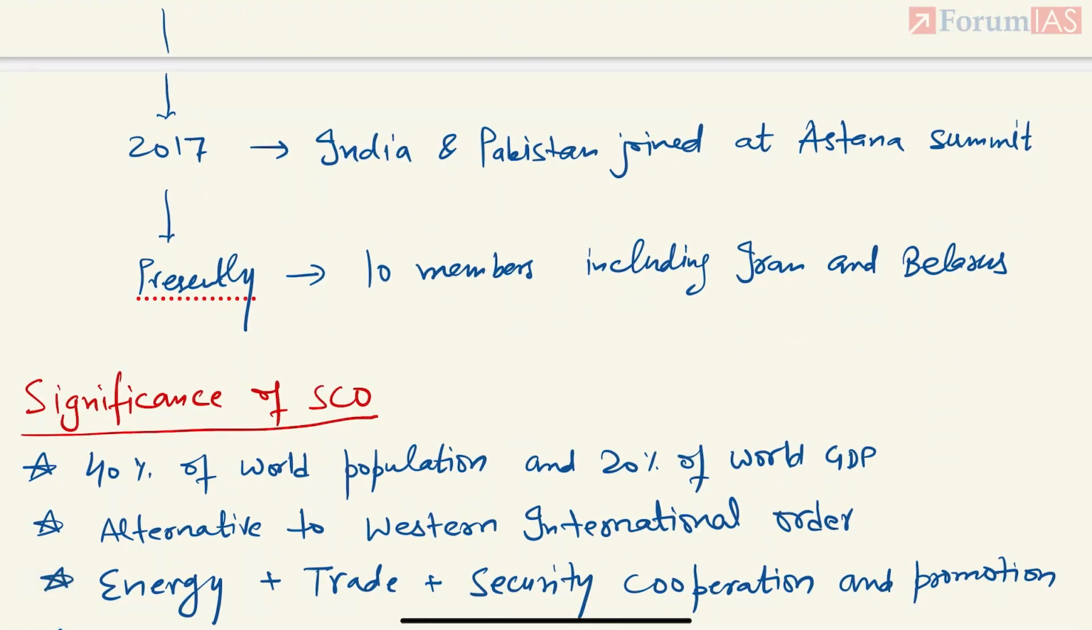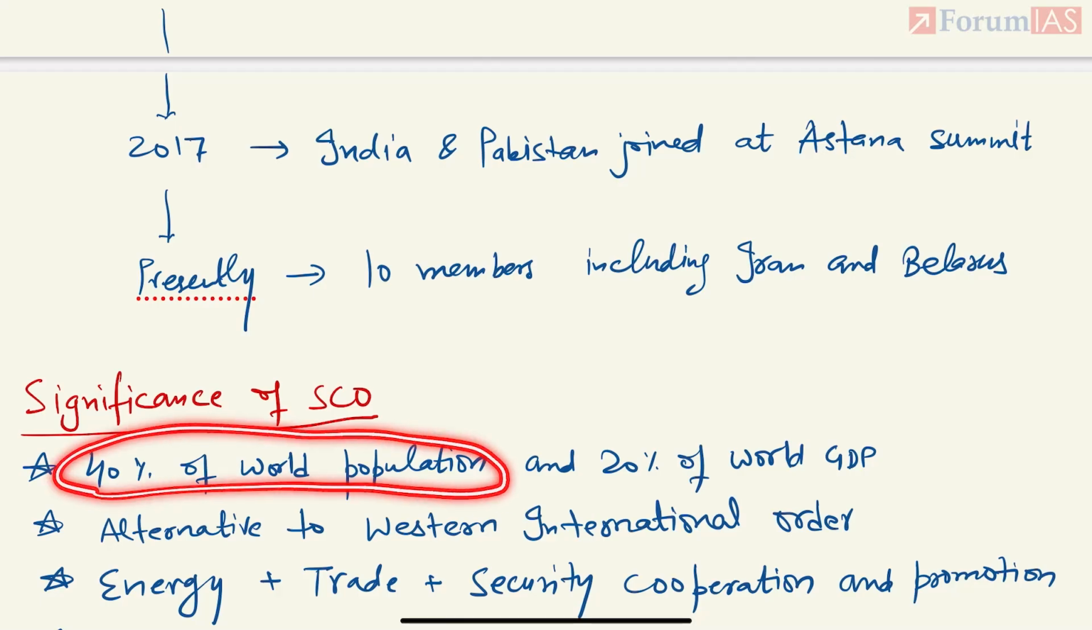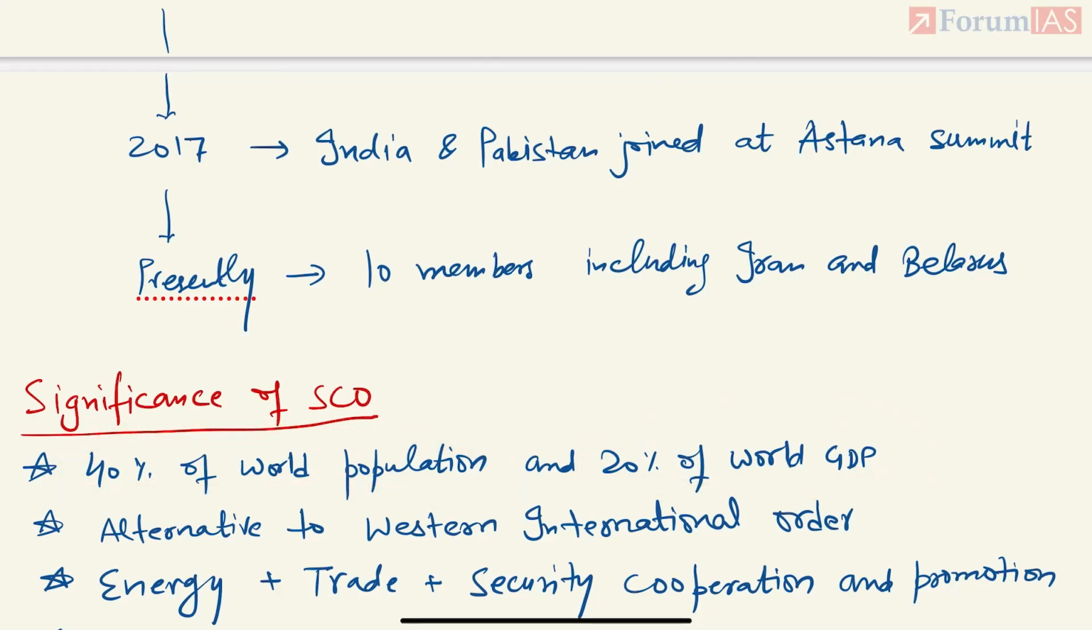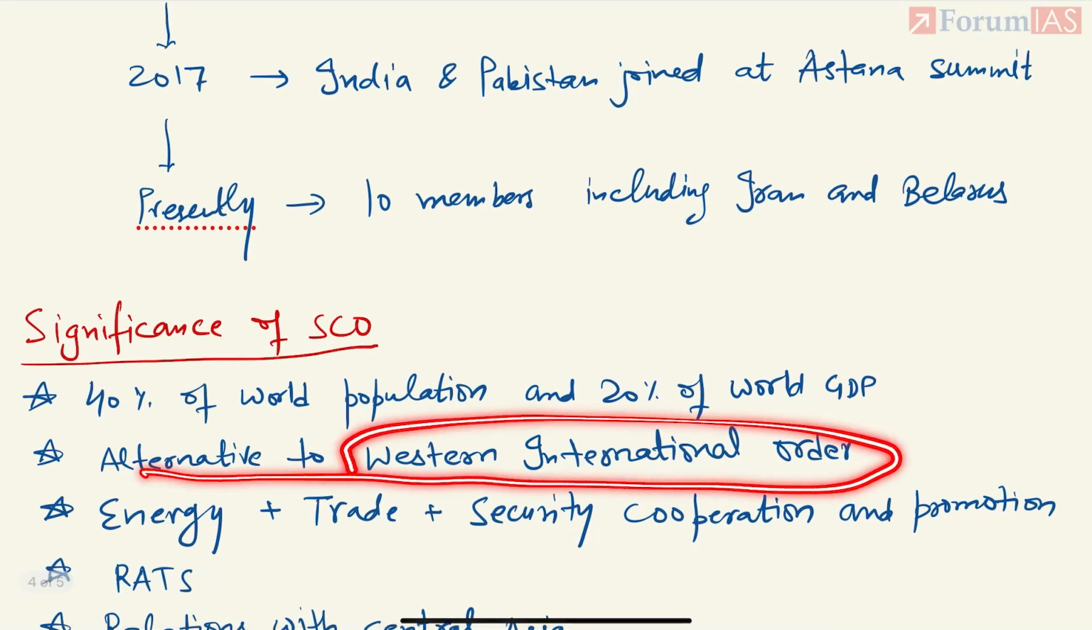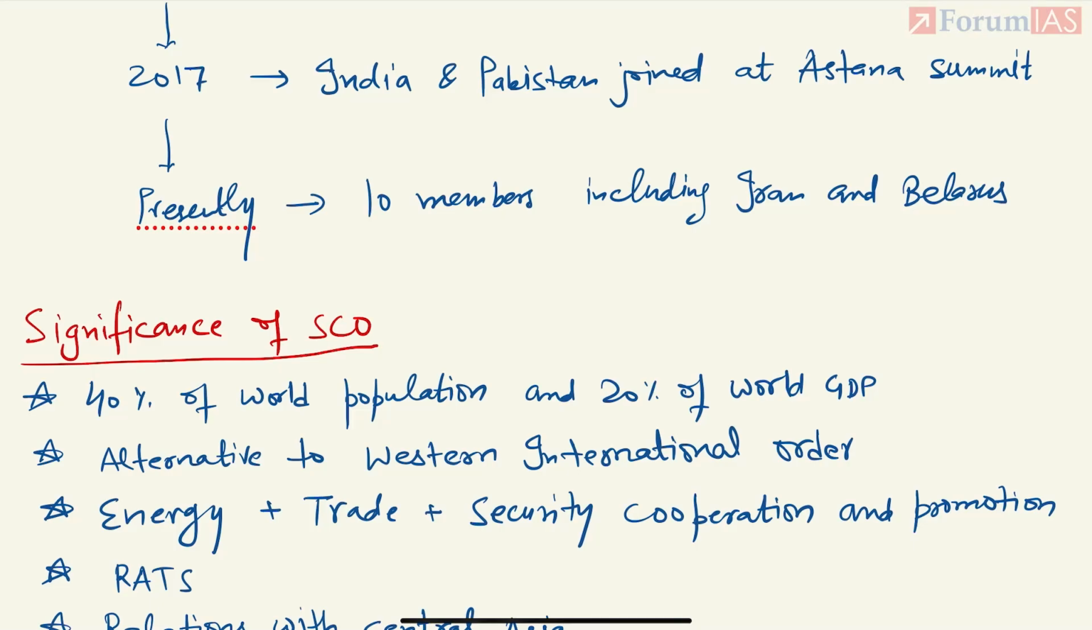Then what is the significance of SCO? First of all, SCO comprises 40% of the world population and 20% of the world GDP. So it becomes significant. Second, Russia and China sees it as alternative to Western international order. Western international order, that is the international order of US and Europe, where they dictate the terms of international trade, international diplomacy. US also sees it as against America's interest. So US doesn't like it.